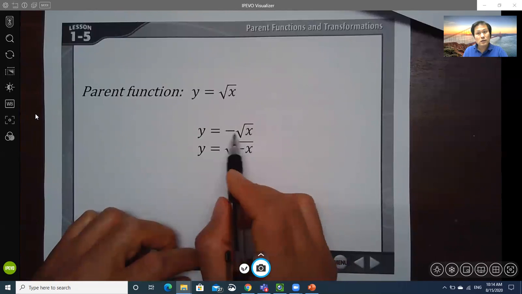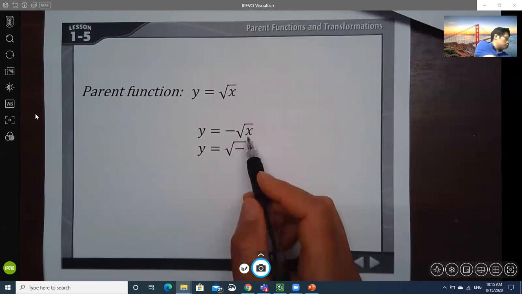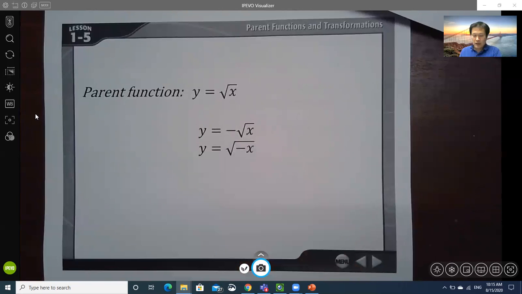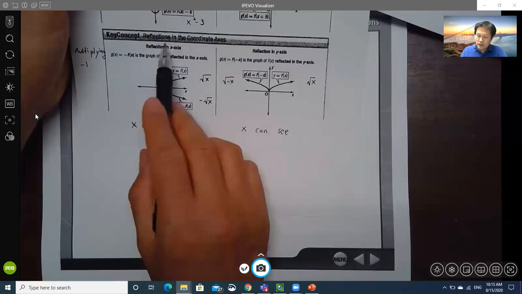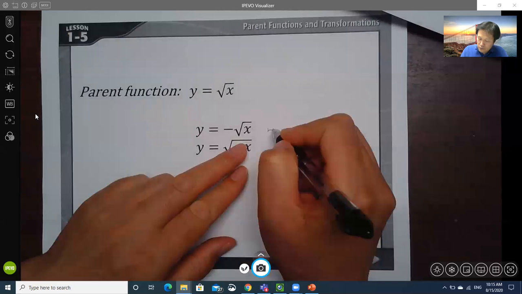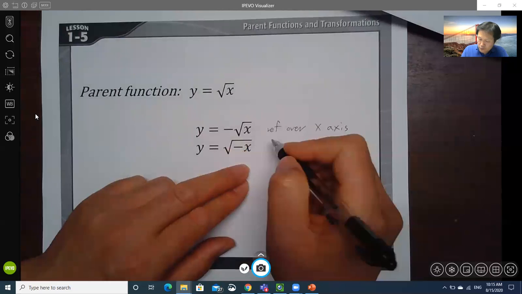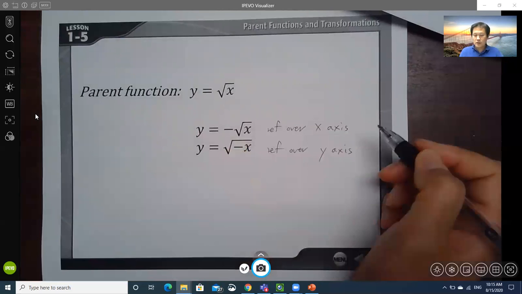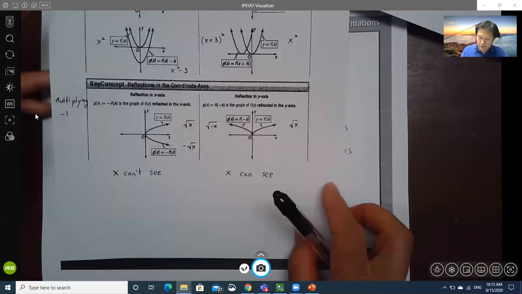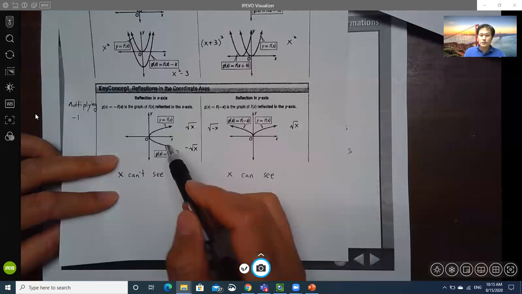Cannot see is a reflection over the x-axis, right? x cannot see, that's a reflection over the x-axis. You have to memorize it. So this one should be a reflection over the x-axis. This is a reflection over the y-axis. And the graph, you already looked at: this is the graph of square root of x, reflection over the x-axis here, reflection over the y-axis here.